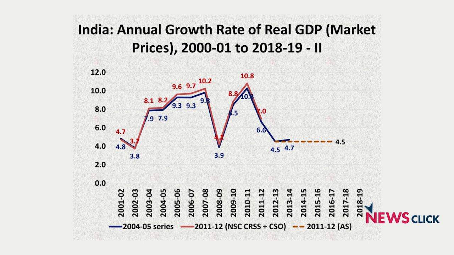Now, if this picture is correct, then what you get is a scenario where from 8 to 9%, you drop to about 4.5% or maximum 5% at the beginning of this decade, and drop even further from that after demonetization and GST. And what you're seeing today is a slide from that.